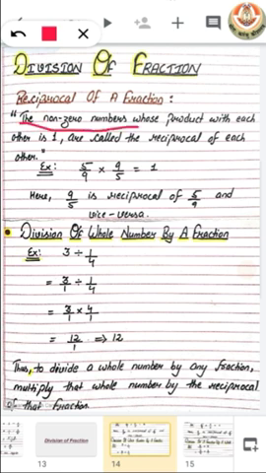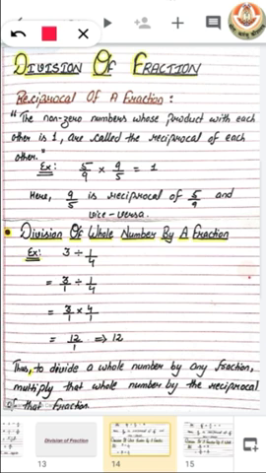The non-zero numbers whose product with each other is 1 are called the reciprocal of each other. That means 5 by 9 multiplied with 9 by 5, we get answer 1. Means they both are non-zero numbers and their product with each other gives 1. That means they both are reciprocal of each other. So we can say that 9 by 5 is the reciprocal of 5 by 9 and 5 by 9 is the reciprocal of 9 by 5.